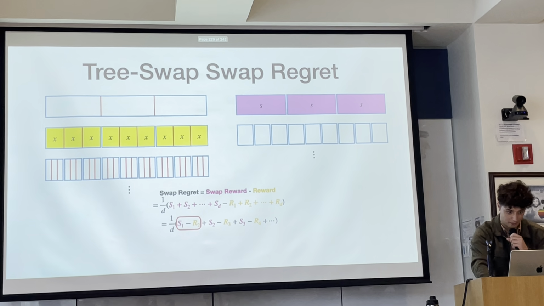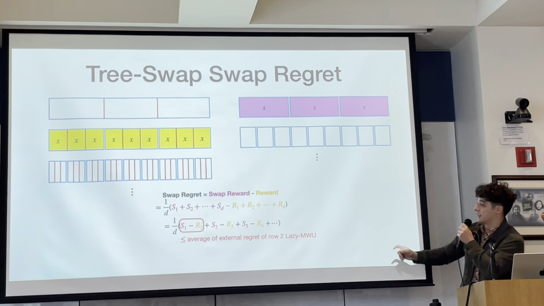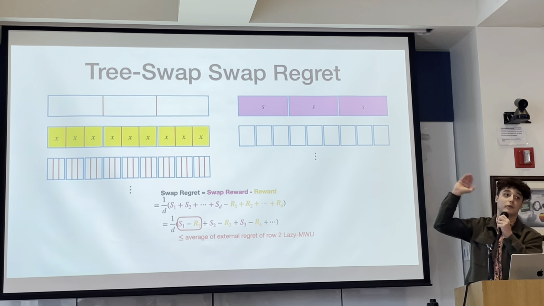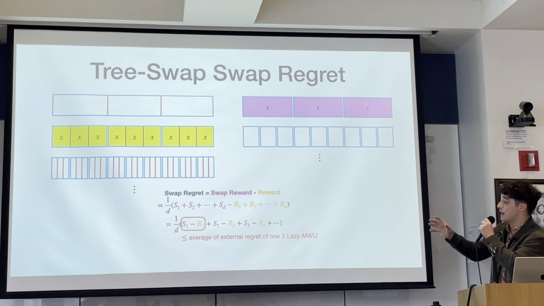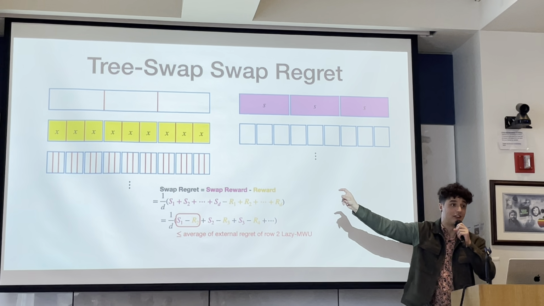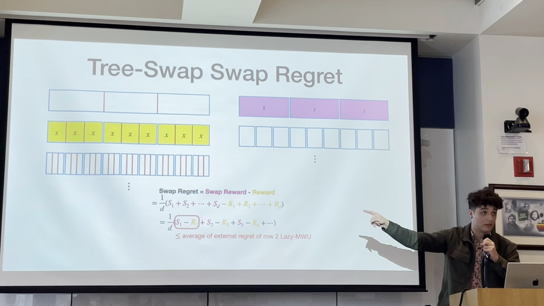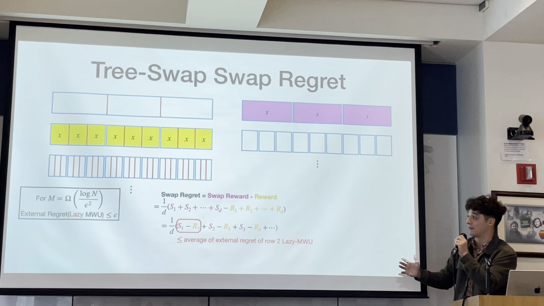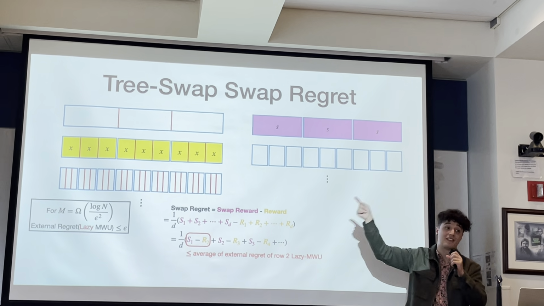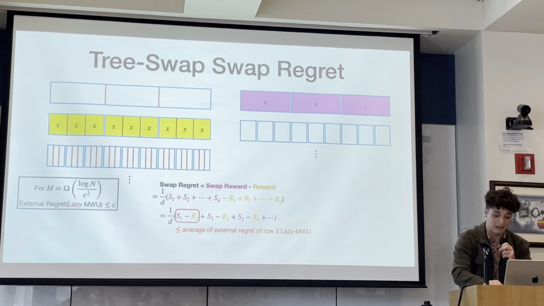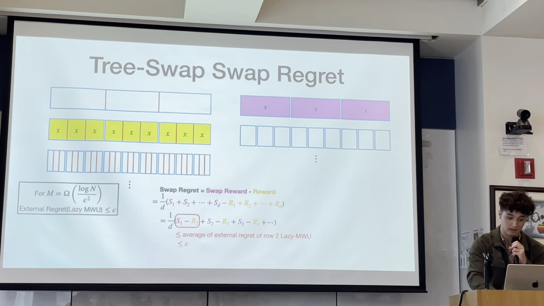When you put this all together, this S1 minus R2 term is going to be bounded, because we're taking the average over time, by the average of all of the different external regret instances of the algorithms at that row. And remember that as long as we set M to be at least log n over epsilon squared, all of those instances themselves are going to have average external regret at most epsilon. So that means that this term is at most epsilon.